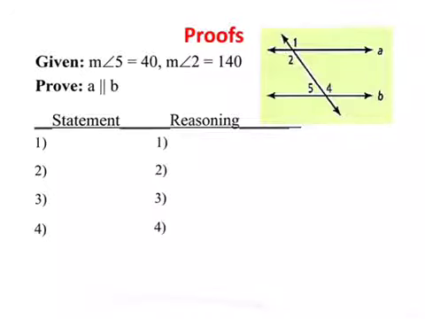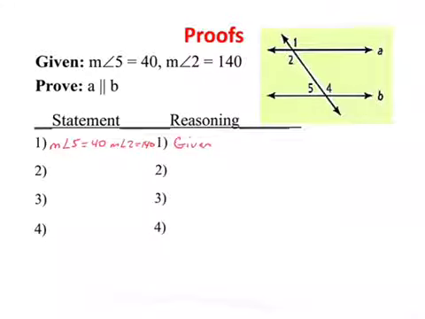This time we're given that angle 5 equals 40 and angle 2 equals 140. We are asked to prove that A is parallel to B. First step, we're going to state the given. So angle 5 equals 40. Measure of angle 2 equals 140. And that's the given.